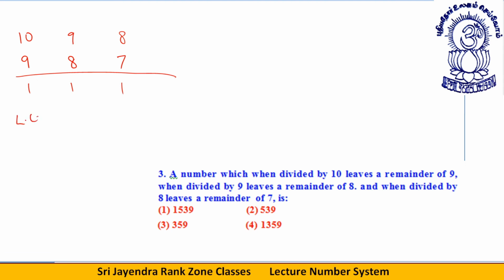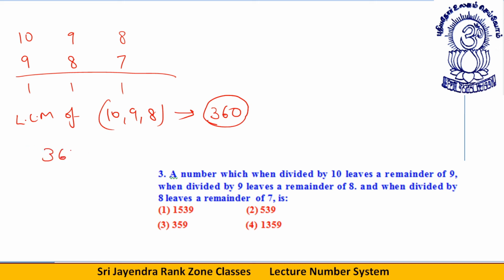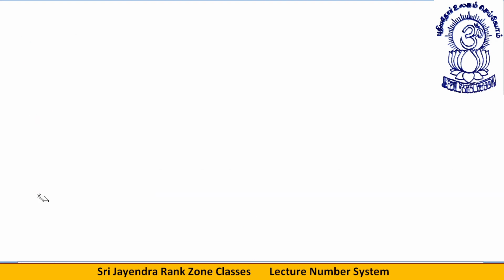We will take the LCM. Find a number: 10, 9, 8. LCM is 360. 360 is the number which is divisible by 8, 9, and 10 as well. So your answer will be 360 minus 1, that is 359. Let's move to the next one.